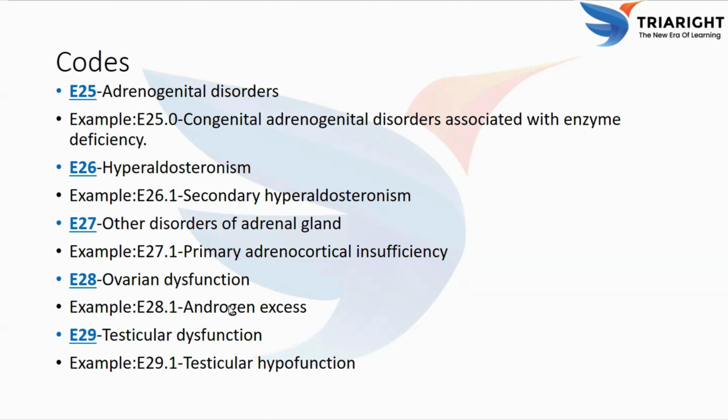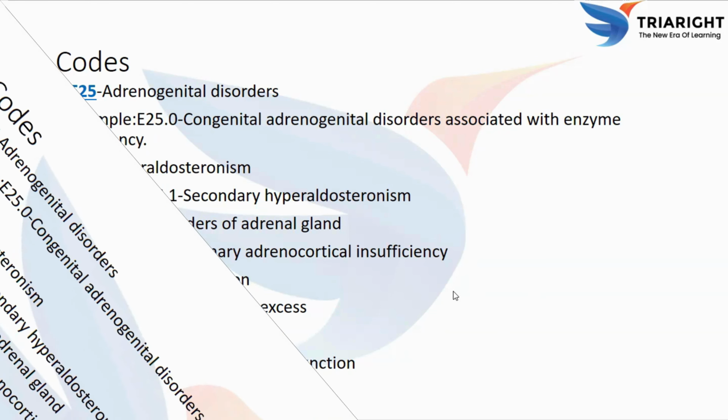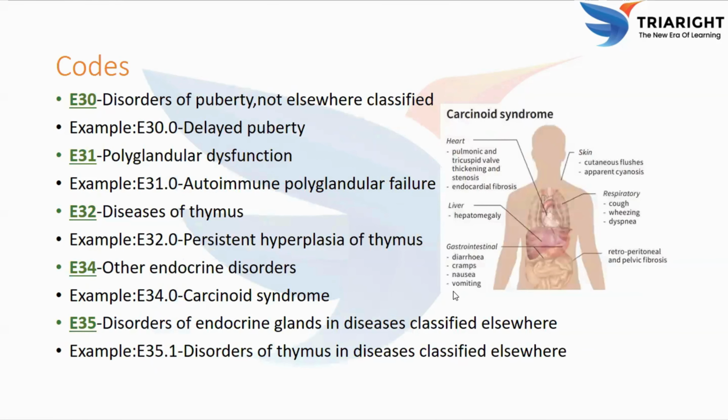You can experience low sex drive, infertility, fatigue, and also loss of muscle mass whenever testicular dysfunction occurs. So just assign the code E29 for testicular dysfunction. And coming to the next codes.